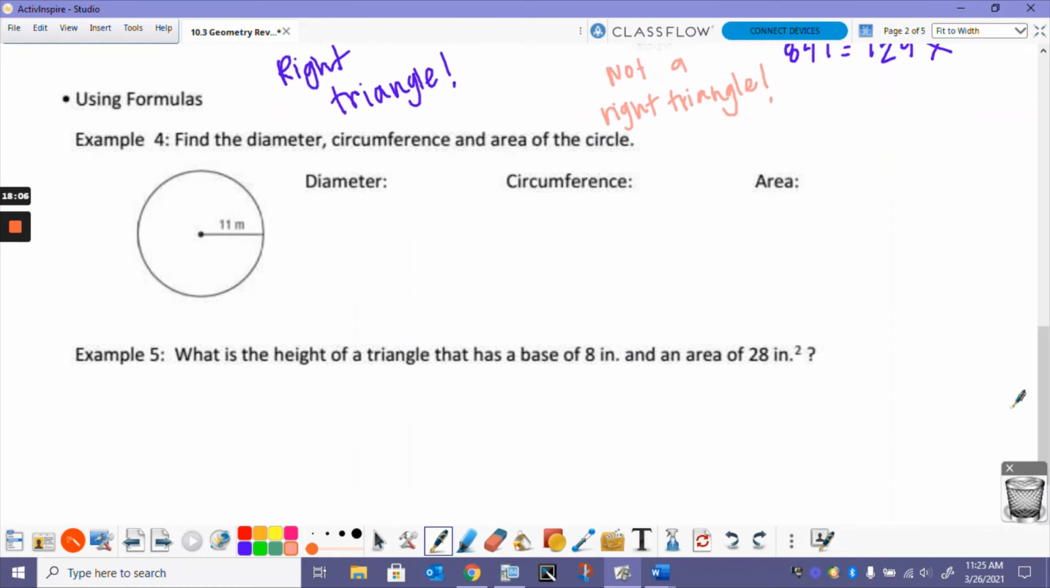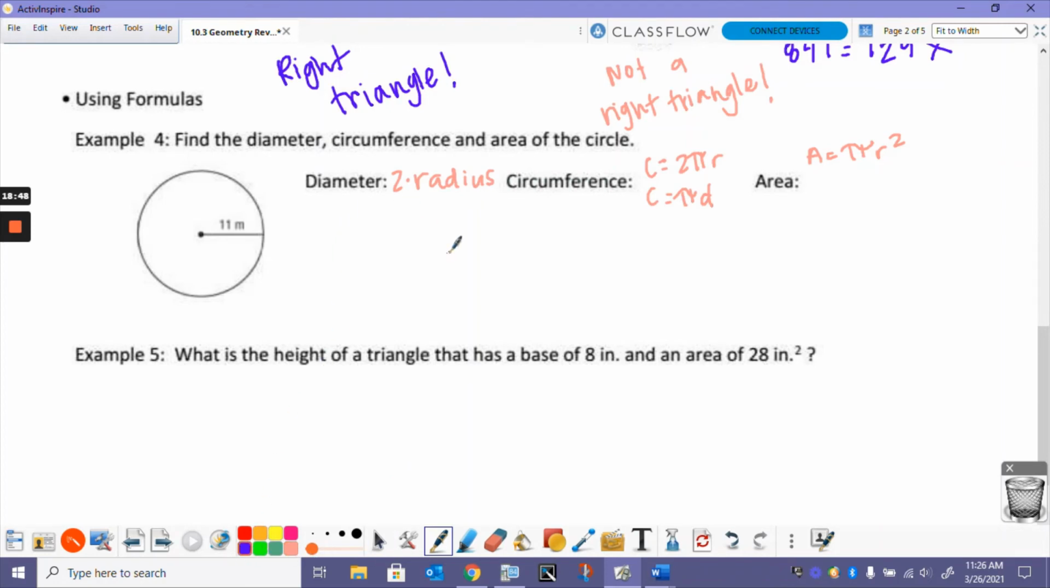All right, example 4 says using formulas, find the diameter, circumference, and the area of a circle. Okay, so for the diameter, this is 2 times our radius. I'm just going to go ahead and write these formulas out. Our circumference, C equals 2 pi r, or C equals pi times diameter. Area equals pi r squared.